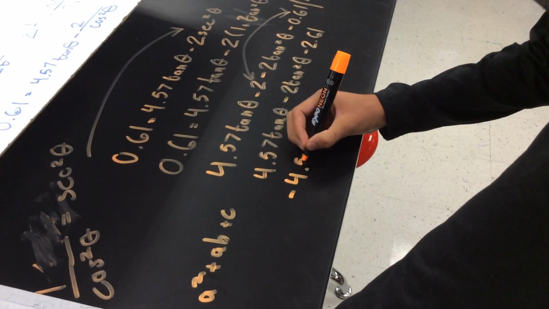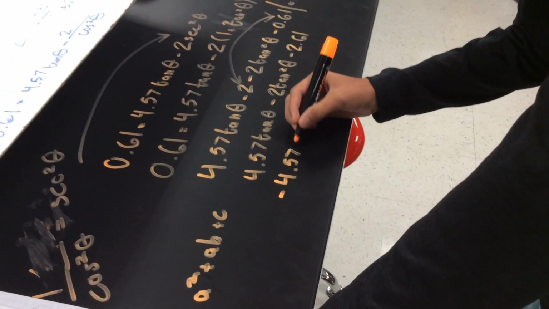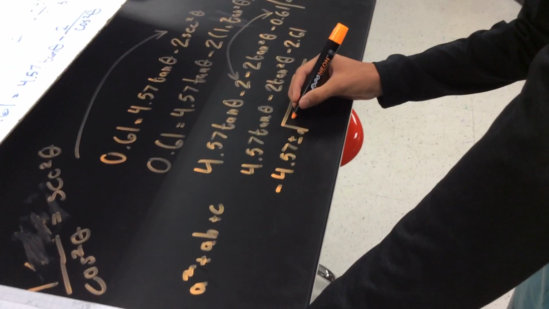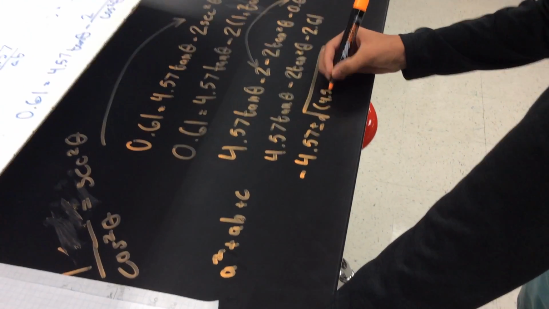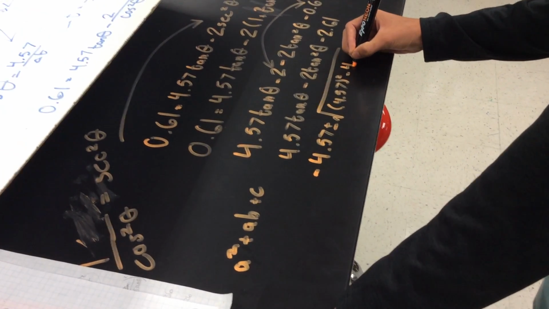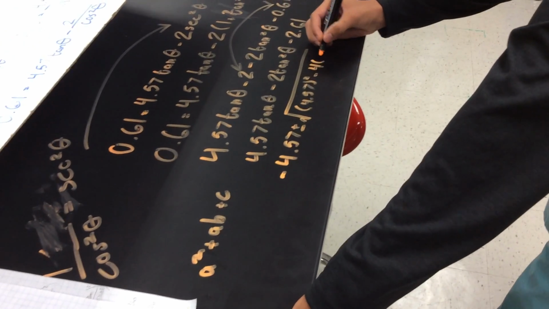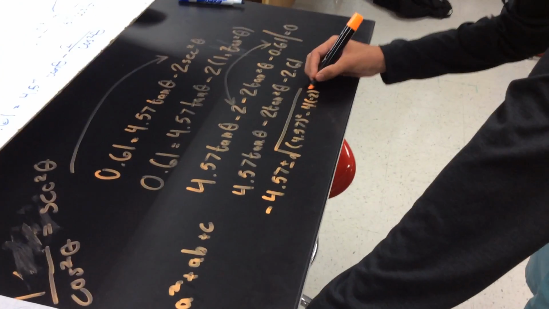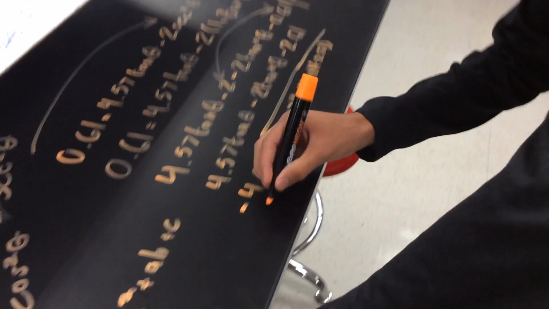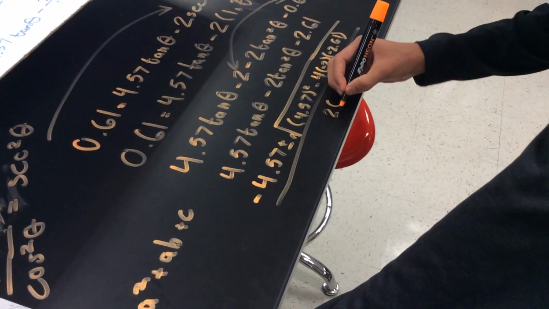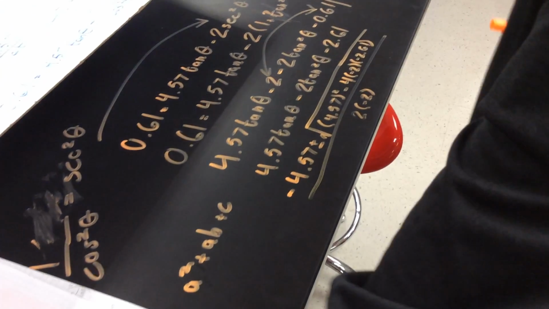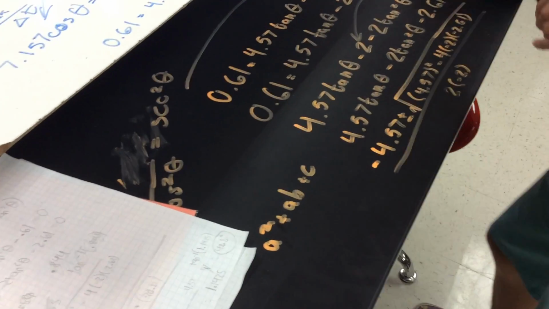But you have to do negative 4.57, that's your b value, plus or minus square root of 4.57 squared minus 4ac, which is 4 times negative 2 as your a value, and negative 2.61 as your c value, all over 2 times your a value, which is negative 2. And then you have to keep simplifying, so I'm out of room and I need to erase all this.